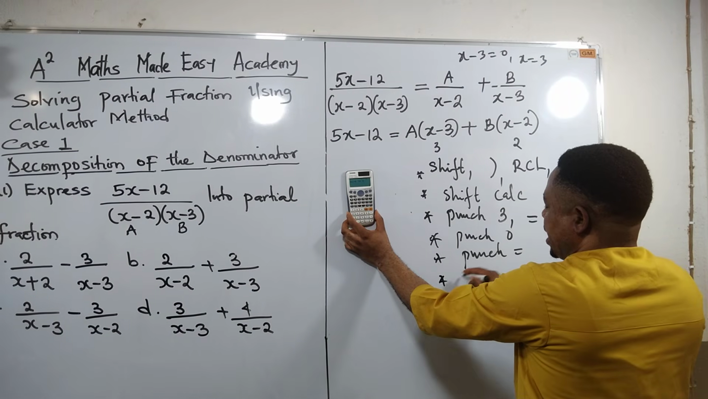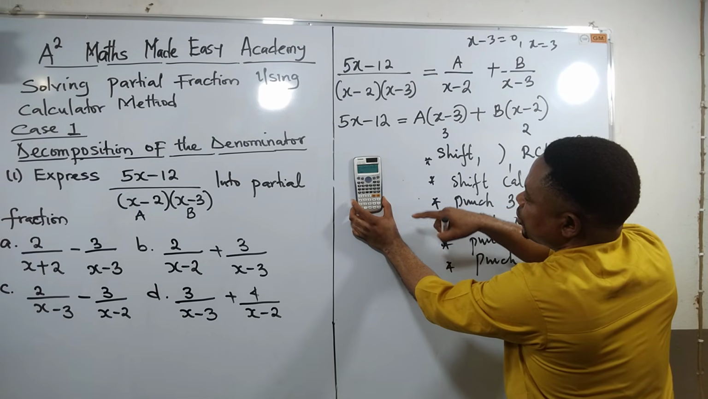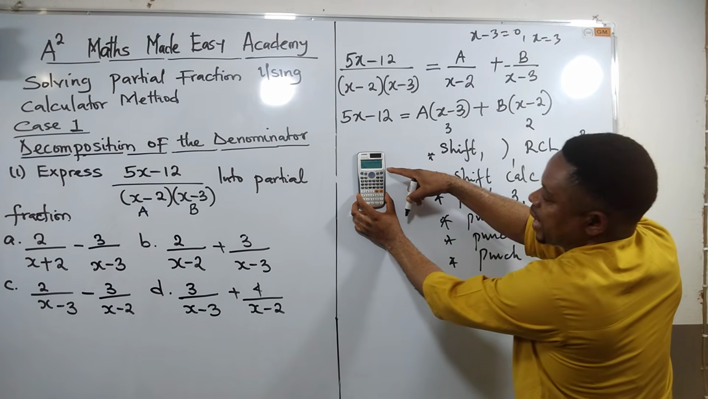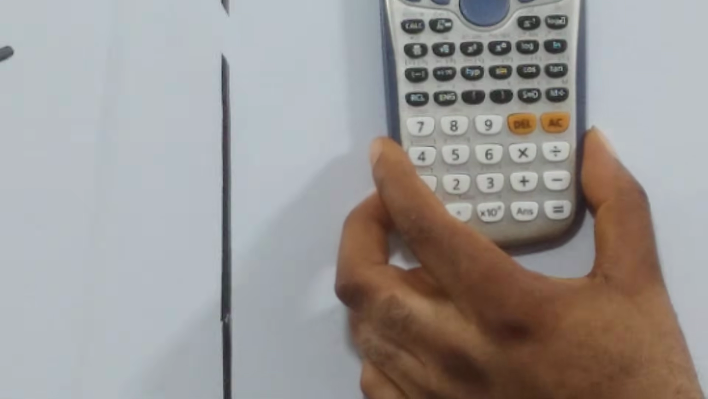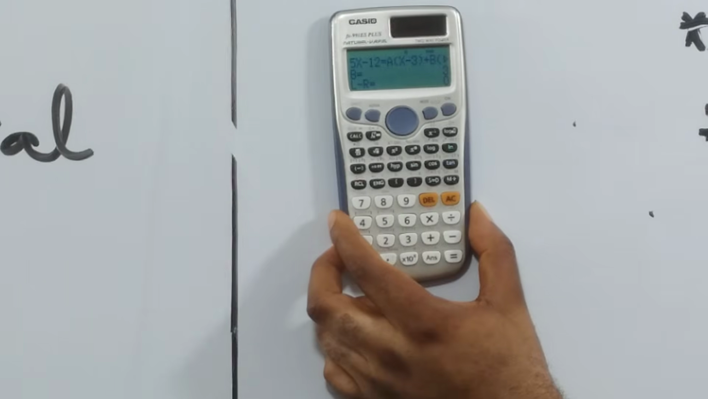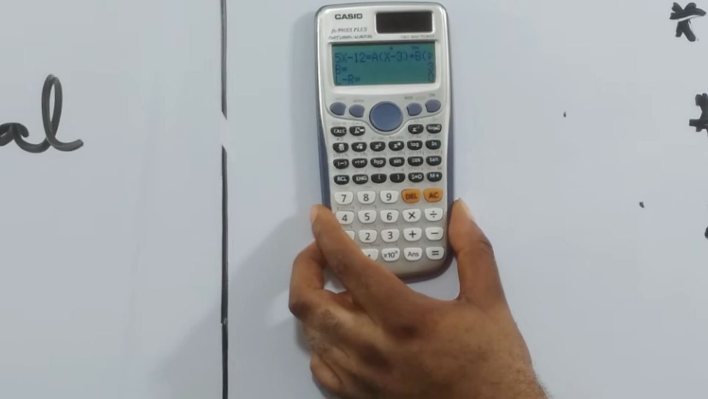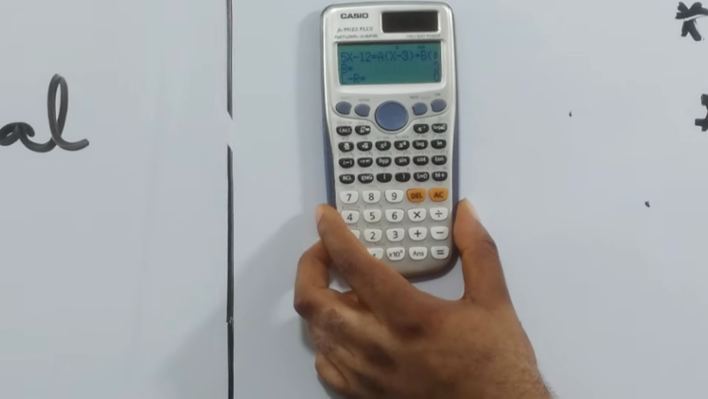Finally, we punch again equal to. Can you see that the answer has appeared on the screen? Which means the value of B has appeared. We have something like 3 and 0. But it is only the upper one that we needed. What is the upper one? 3. It means that the value of B is 3. So we're almost there.